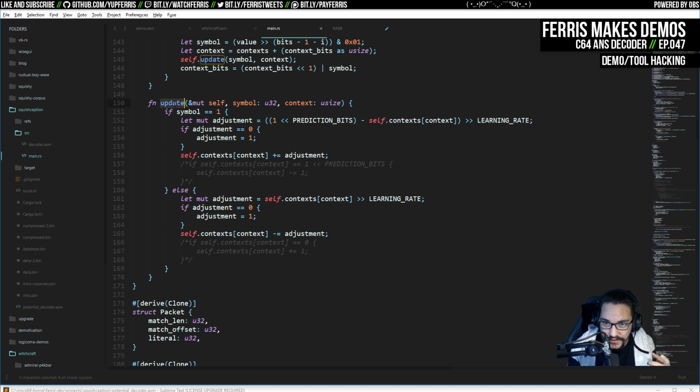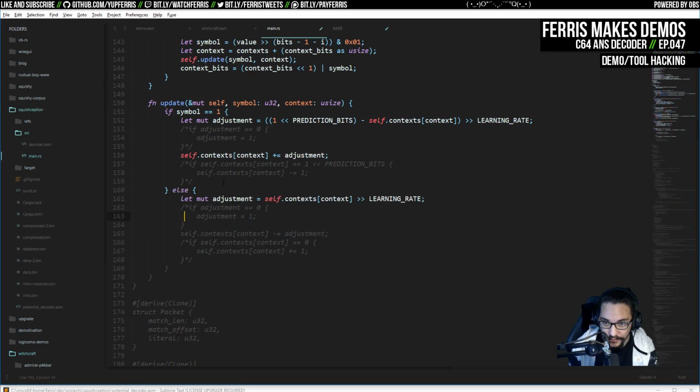is we have... this is going to update a particular context after we've seen the symbol. So it's either going to be 1 or 0. If it's 1, we basically want to take where it's at and move it closer to 1. The way we're going to do that is we take 1 minus the value, shift that right by some learning rate, and then add that back to the thing. Or if it's 0, we're doing the slightly simpler form going the other direction. One of the nice things about the way that this happens is it doesn't overflow or underflow. Actually, this part we can ignore too, if we're just looking at the typical algorithm for this.